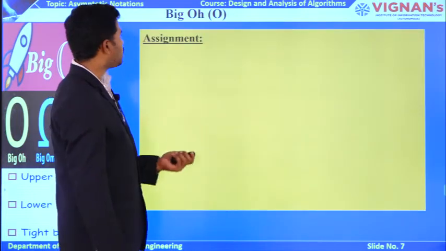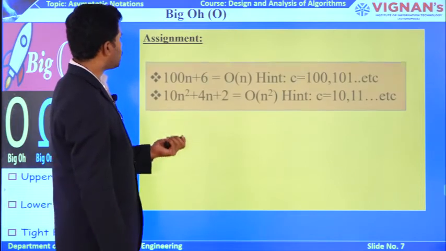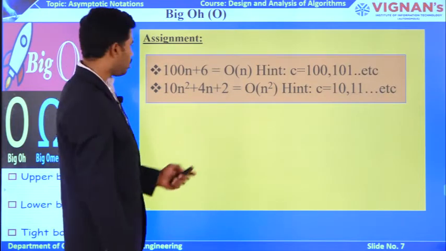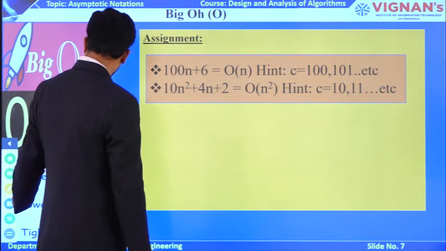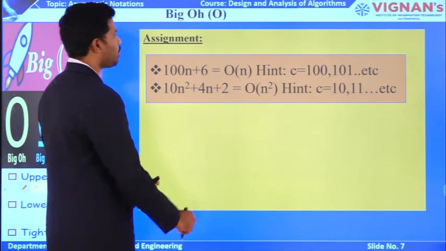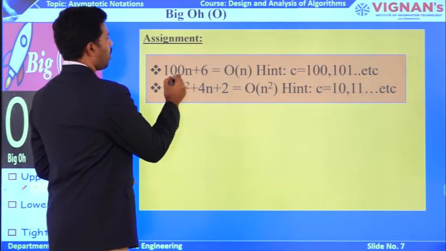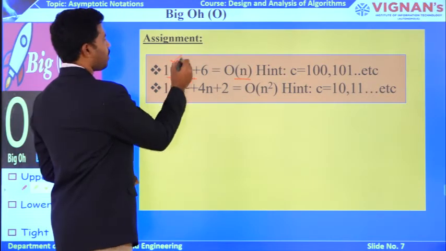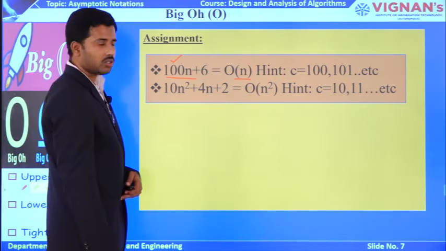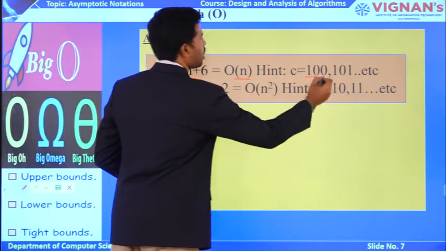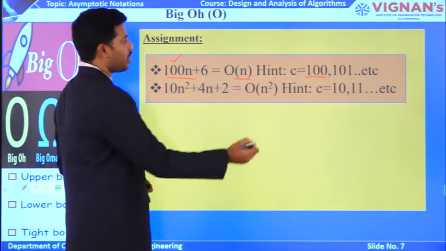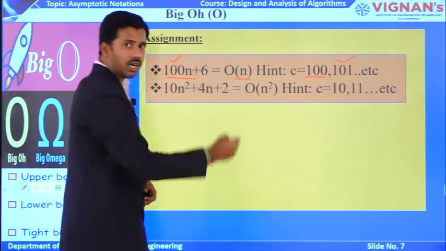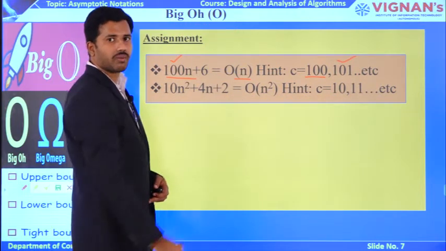Now, we will have a discussion on the assignment. This is the assignment I am going to give you. This assignment has 2 questions. Try to observe the power of f of n as well as g of n. F of n has higher power, right? 100 into n. So, try to take c value from 100 onwards. If 100 is not satisfying, then go for 101. If 101 is not satisfying, then go for 102, like that.